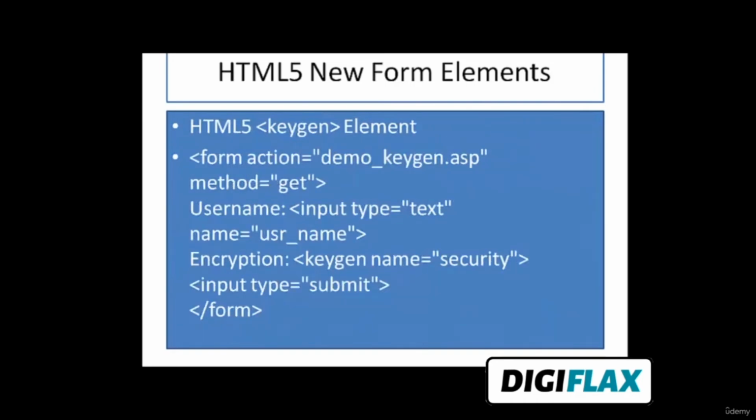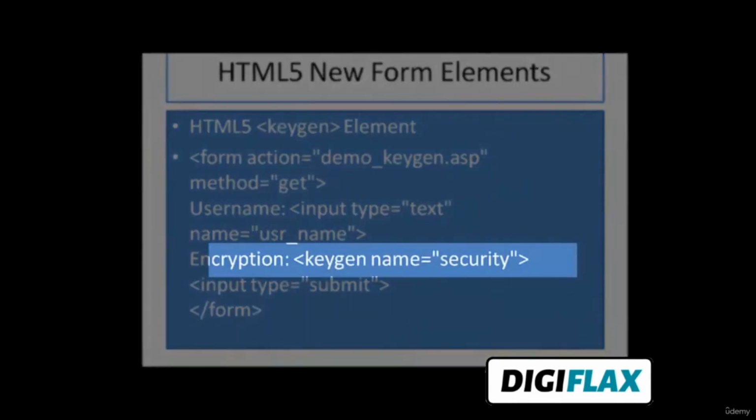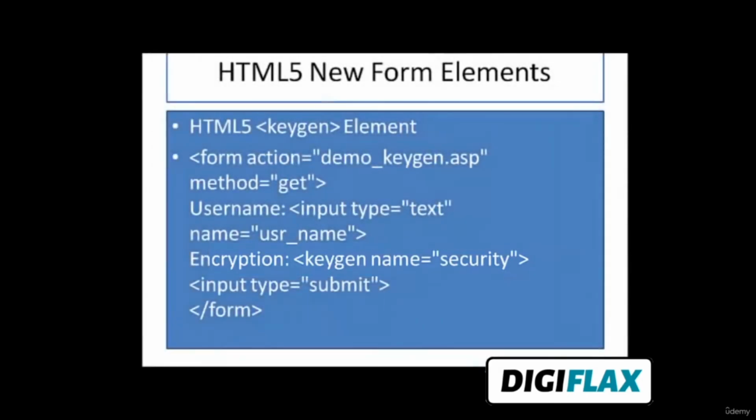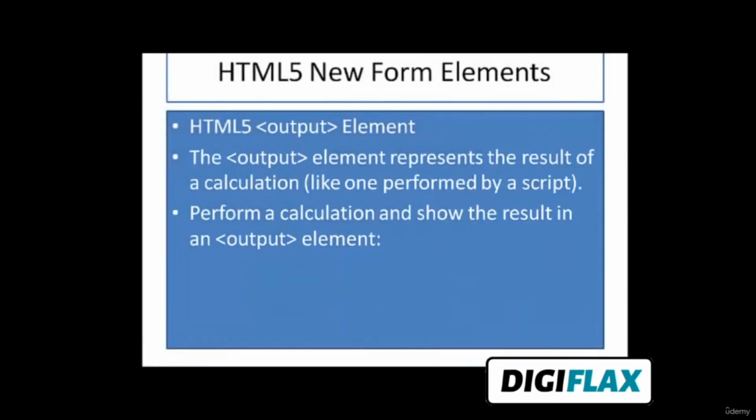So this is the keygen element coding. We are setting up a form and then providing the keygen element. Next is the output element. The output element represents the result of a calculation, like one performed by a script, namely JavaScript. It performs a calculation and shows the result in an output element.